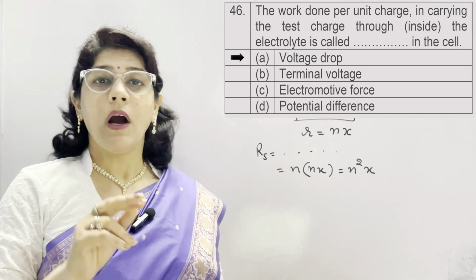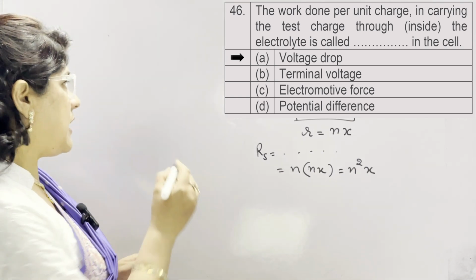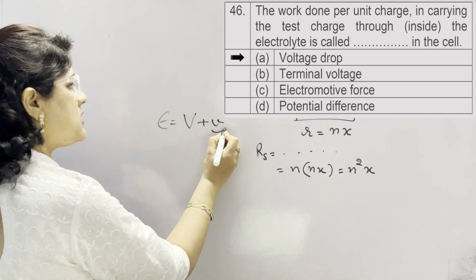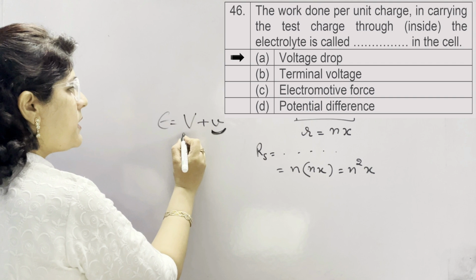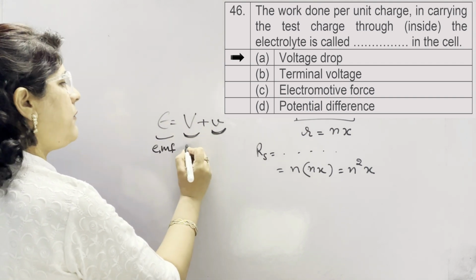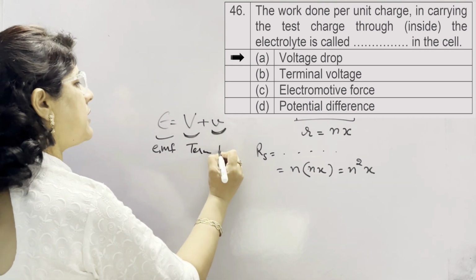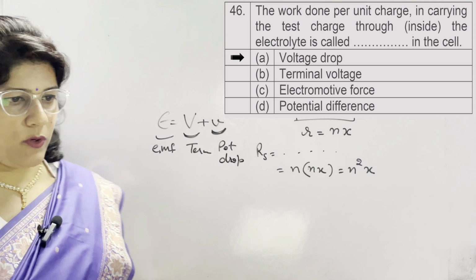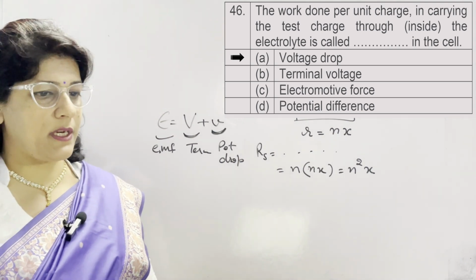तो voltage drop हम small v से शो करते हैं. EMF is equal to V plus small v. This is potential drop or voltage drop. This is terminal voltage and this is our EMF. EMF, this is terminal voltage and this is potential drop or voltage drop. You can also say A option voltage drop is correct here.